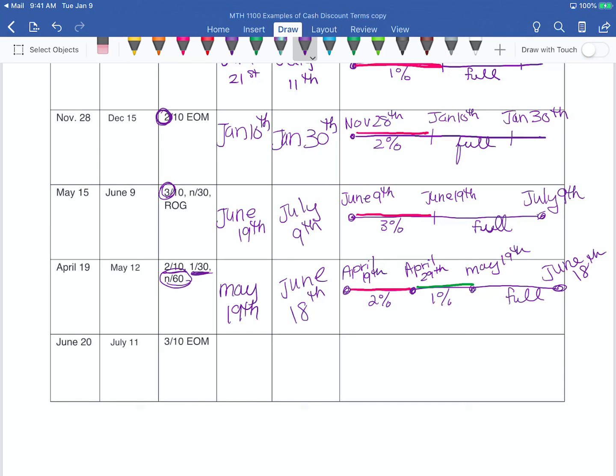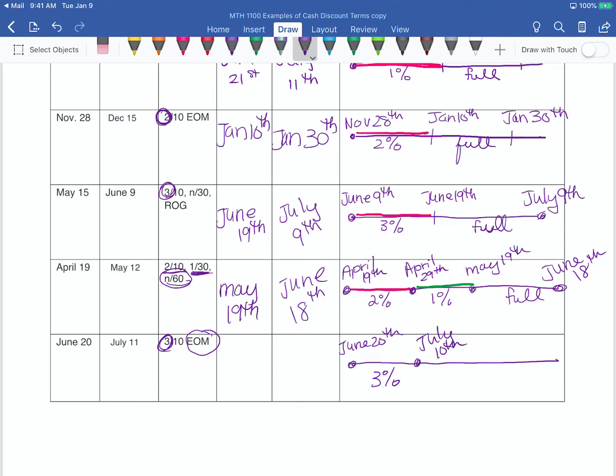Okay, last example. This has end of month rules. It's not ROG, so I'm going to start from the invoice date. So when I make my timeline, I'm going to start at June 20th. Now the 20th is before the 25th, so that means I'm only going to go to the 10th day of 1 month out. So I'm going to go to July 10th, and this tells me I would get a 3% discount if I pay before the 10th day of the next month.